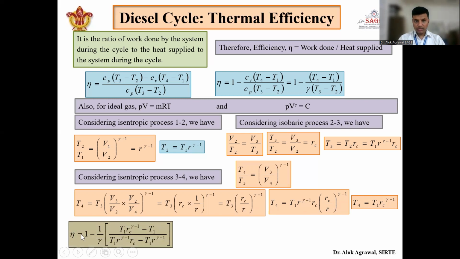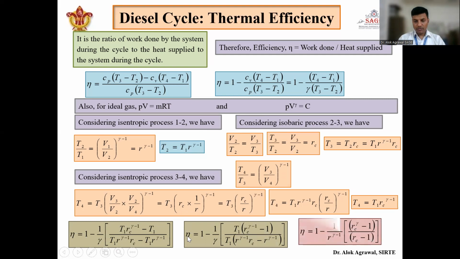Now we can substitute all the values of T2, T3 and T4 in terms of T1 in this equation, and when we solve this we will get the efficiency of the diesel engine as 1 minus 1 on r to the power gamma minus 1 and the remaining term. Now you can see that the first part of this derivation is similar to that of the efficiency of the Otto cycle, and here we get some extra term. So we can say that the efficiency of the diesel engine depends not only on the compression ratio but also on the cutoff ratio.